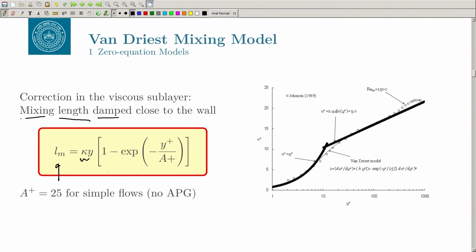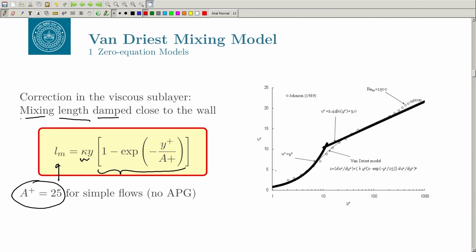So what he proposed is that you can change the definition of mixing length. Not only kappa y, you multiply with this quantity 1 minus exponential of minus y plus by A plus, and you can take this A plus value as 25, which is suggested by Van Driest. So this basically provides the essential damping that is necessary for the model to work very close to the wall.